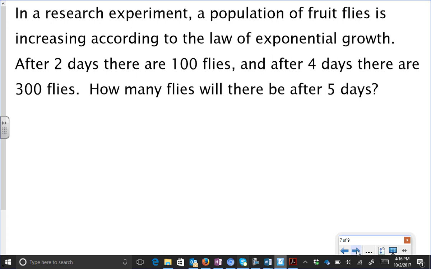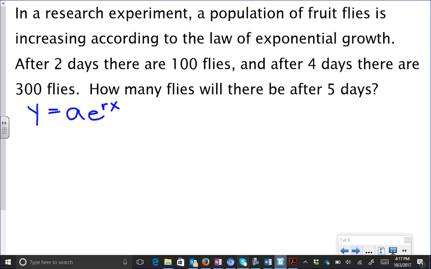In a research experiment, a population of fruit flies is increasing according to the law of exponential growth. All right, so I'm going to just stop right there. y equals a e to the b x. Exponential growth. Okay. After 2 days, there are 100 flies, and after 4 days, there are 300 flies. How many flies will there be after 5 days? Okay. Now, because I know we like to think of r as rate, instead of bx, we're going to change this to rx, just because I think we will all be more comfortable with thinking of rate as r.